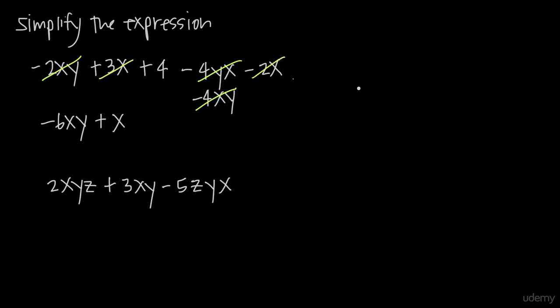Now all we have left is this positive 4. There are no like terms to combine it with, so I just say plus 4, and that's how I use like terms to simplify this expression. Let's look at this other example here.